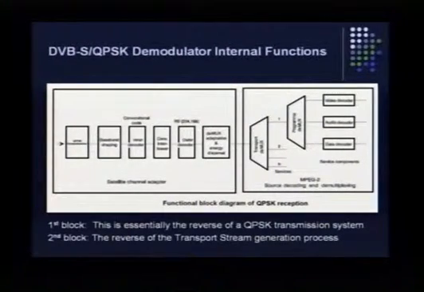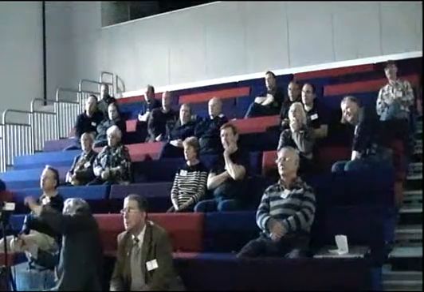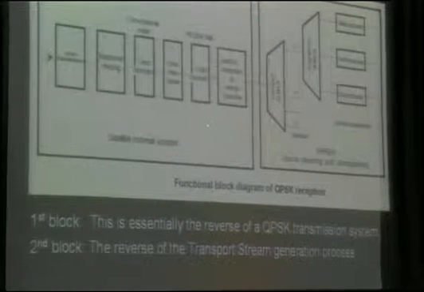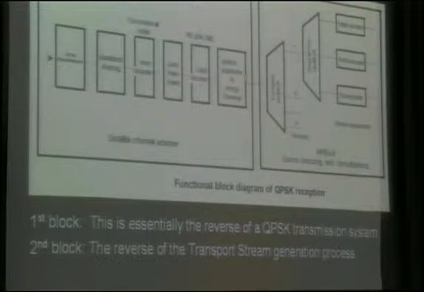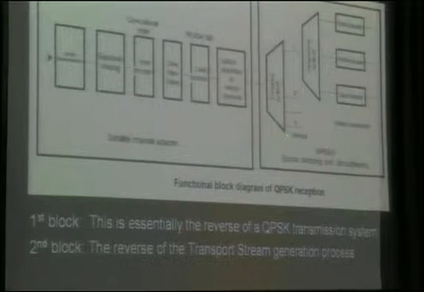So the first step was to understand how a QPSK demodulator can work. And we can see with this first diagram, this is essentially the reverse of the transmission system. You have firstly the demodulation, the first demodulation, and after you will find the Viterbi decoder, you will find the Reed-Solomon decoder, and after the transport stream is generated to the second part.